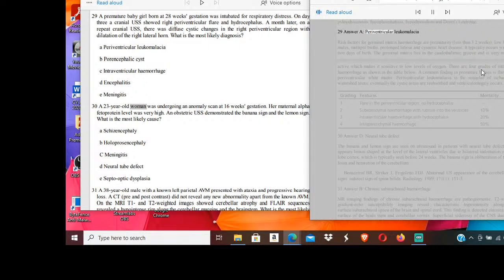Answer A, periventricular leukomalacia. Risk factors for germinal matrix hemorrhage are prematurity, less than 32 weeks, low birth weight, males, multiple births, prolonged labor, and cyanotic heart disease. It typically occurs within the first 2 days of birth.